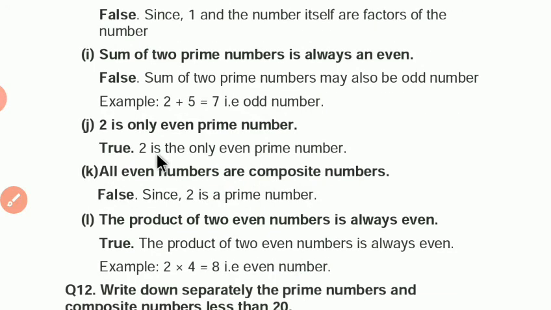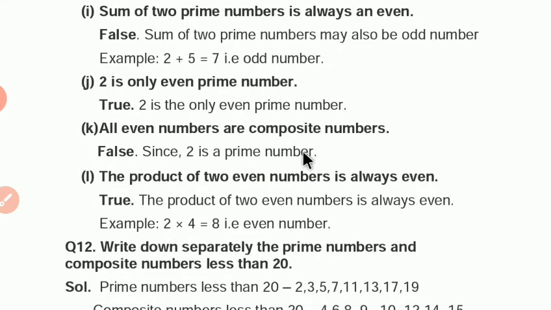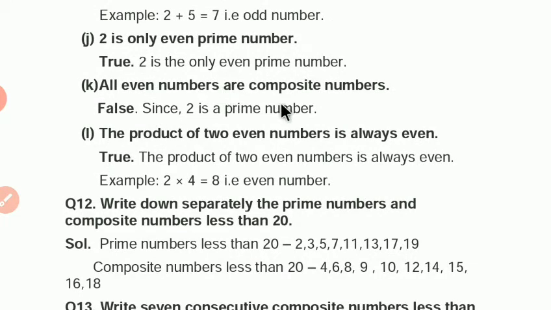Then next, 2 is the only even prime number. It is true. We know that other than 2, all prime numbers are odd numbers. So 2 is the only even prime number. Then, all even numbers are composite numbers. False, since 2 is a prime number. How can all even numbers be composite? We cannot say that all even numbers are composite, because 2 is an even number but it is a prime number. The product of two even numbers is always even. Always means in all conditions the answer should be even only.